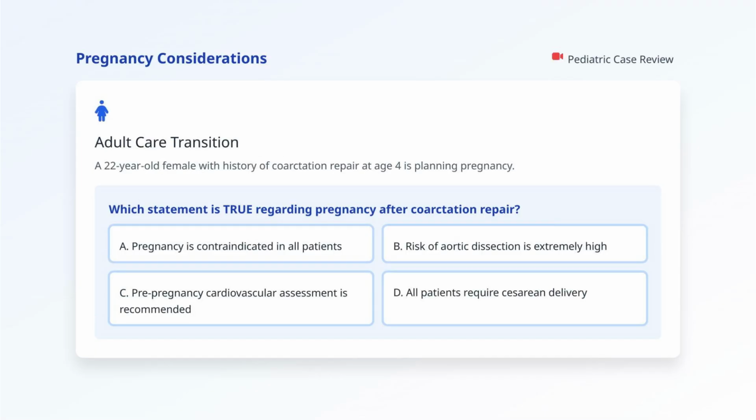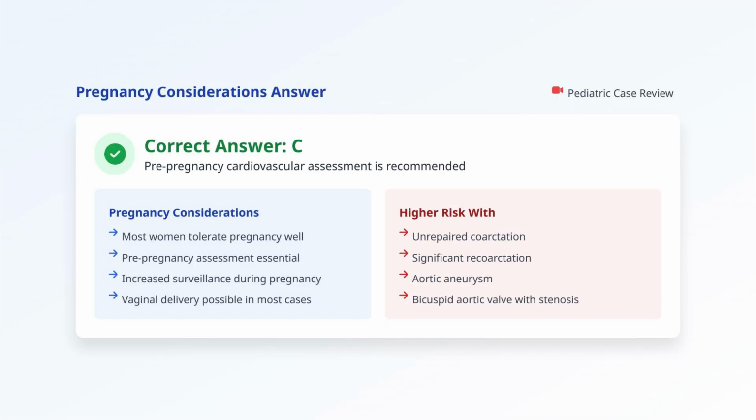A 22-year-old female with history of coarctation repair at age 4 is planning pregnancy. Which statement is true regarding pregnancy after coarctation repair? A. Pregnancy is contraindicated in all patients. B. Risk of aortic dissection is extremely high. C. Pre-pregnancy cardiovascular assessment is recommended. D. All patients require cesarean delivery. The correct answer is C.